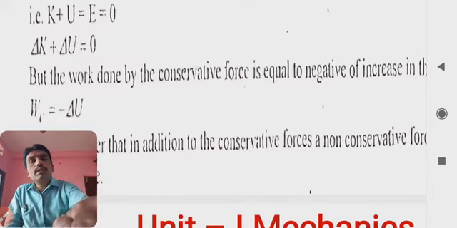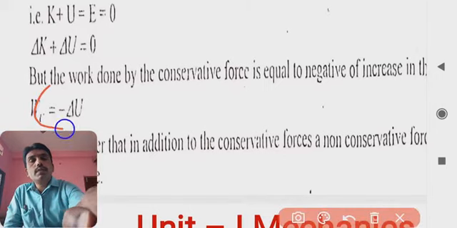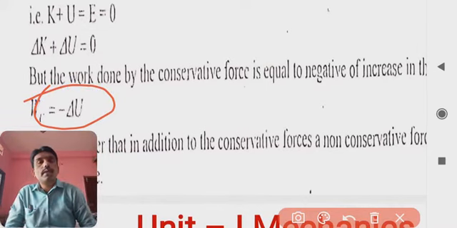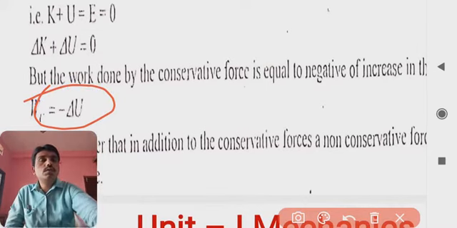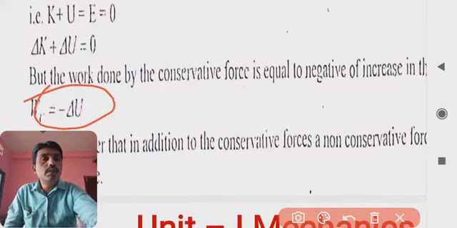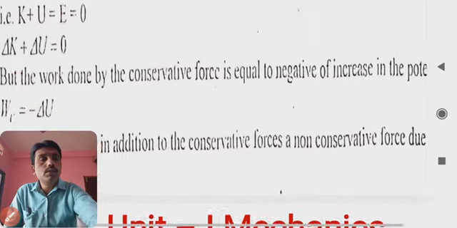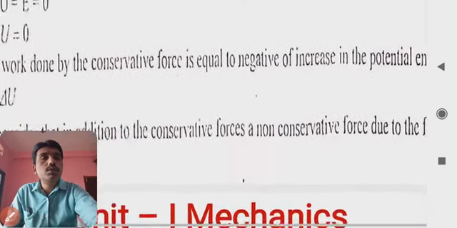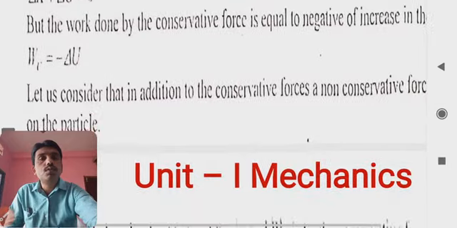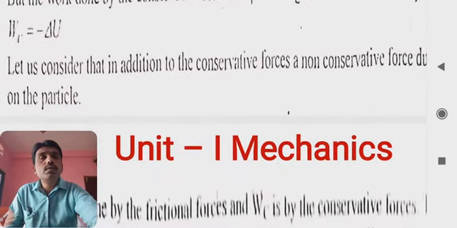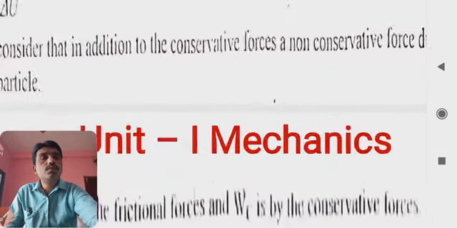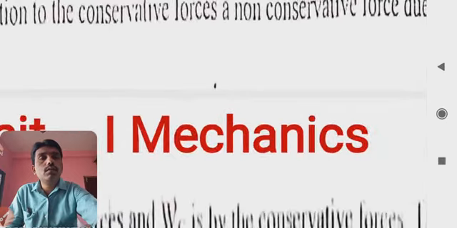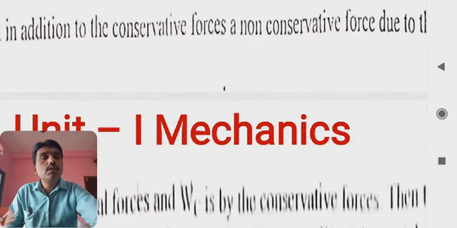If you look at this case, Wc is equal to minus delta U. The work done by the conservative force is equal to the negative of the increase in the potential energy, and that is what is given by this relationship. Wc is equal to minus delta U.